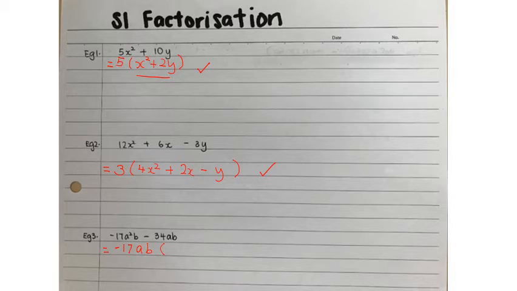After doing so, I'm going to divide each term in the question by minus 17ab. So my first term will be left with a. My second term will be left with 2. And that's about it. That's the answer.